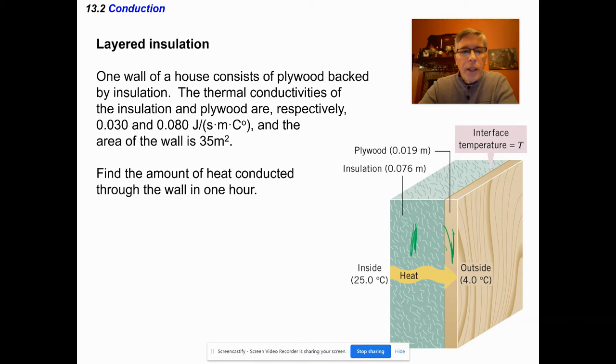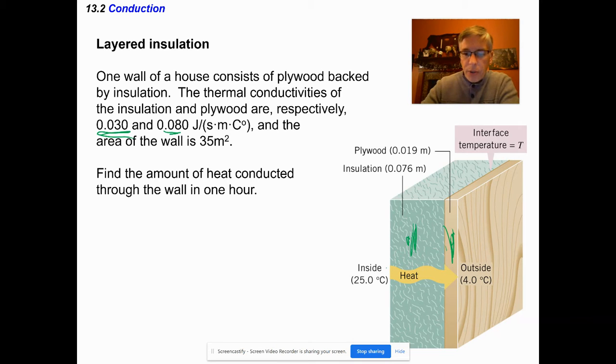And then it mentions here that the thermal conductivities of the insulation and plywood are respectively 0.03 and 0.08 joules per second meter degree Celsius. So the lower one is going to be the insulation, and the higher one is going to obviously be the plywood, and then the area of the wall is 35 square meters. It wants you to find the amount of heat conducted through the wall in 1 hour.